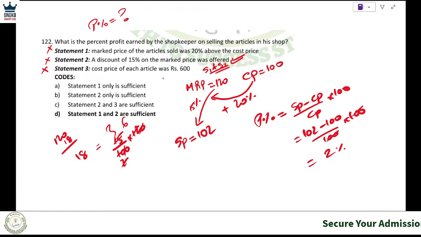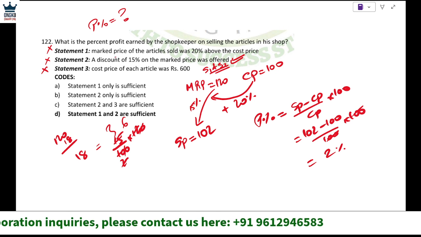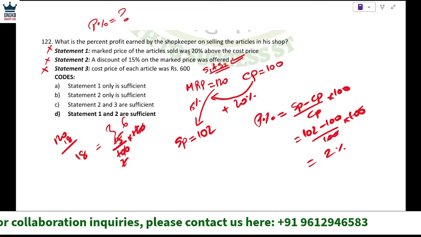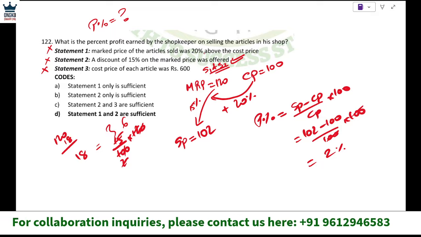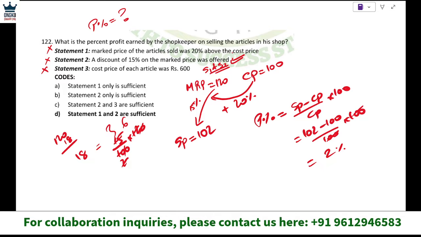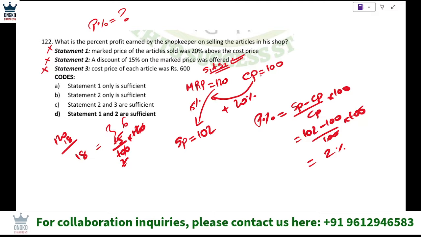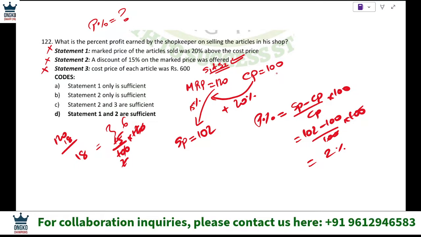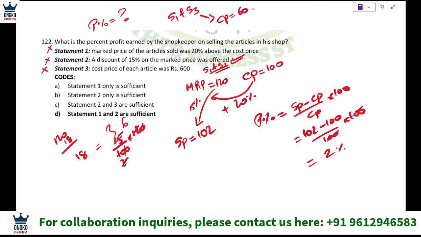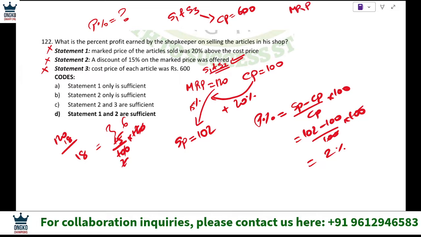Statements 1 and 3, can we find it? Statement 1: the market price of the article was 20% above the cost price. Statement 3: the cost price of the article is 600. Combining them, the cost price is 600, so the market price will be 20% above this. 20% of 600 will give us 120.